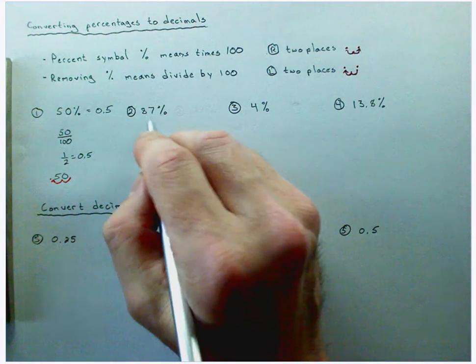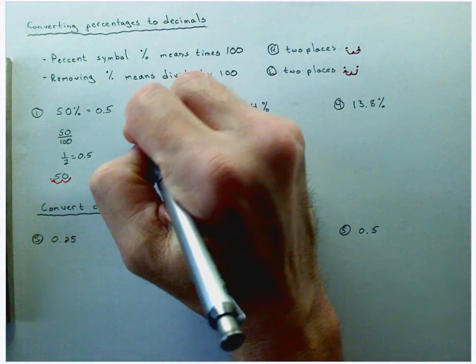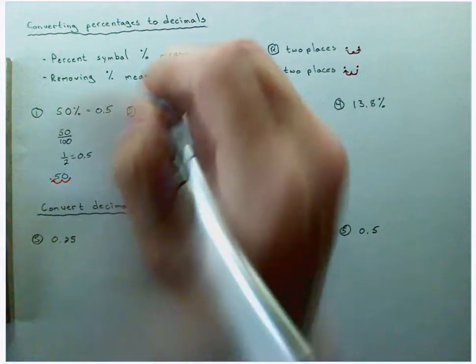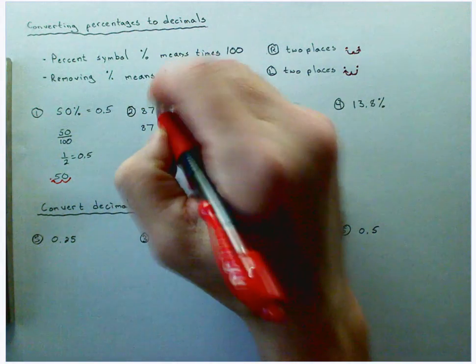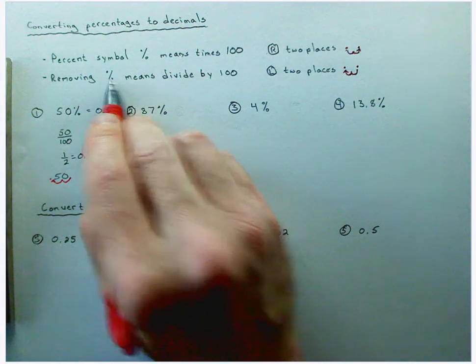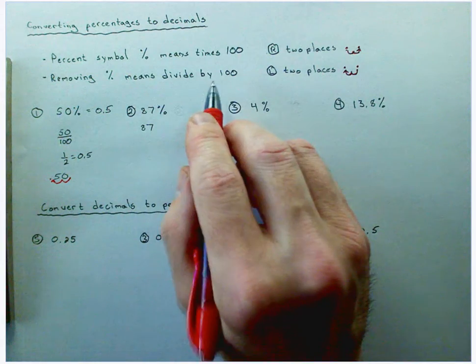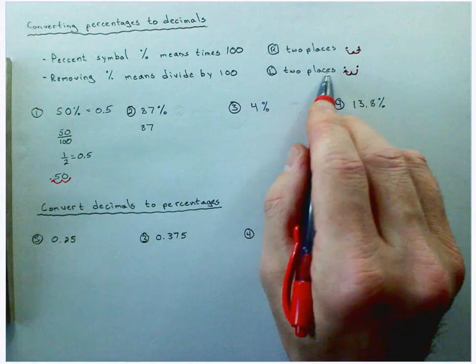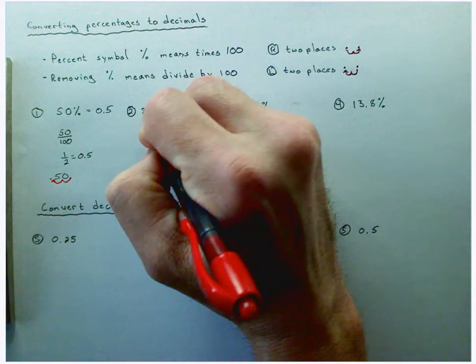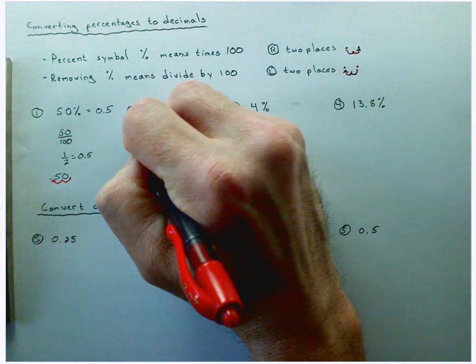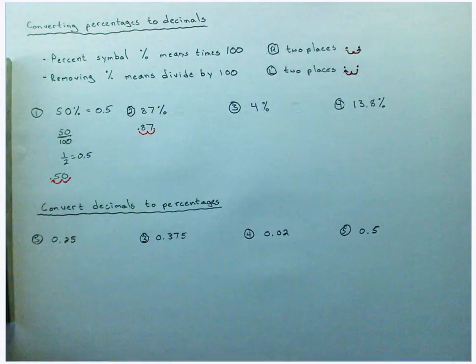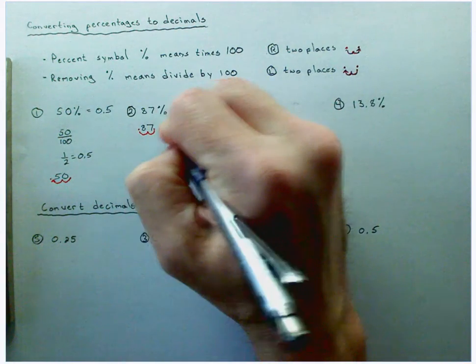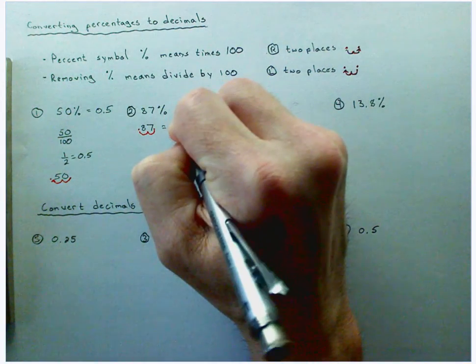Okay, here's one that's a little bit more complicated. And what we'll do is we'll look at it like this. I'm going to remove the percent symbol, and that means to divide by 100, or to move the decimal two places to the left. 1, 2. It was here, and now it ends up here. So what that's saying is 0.87.